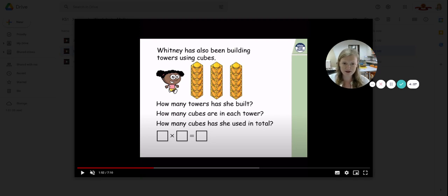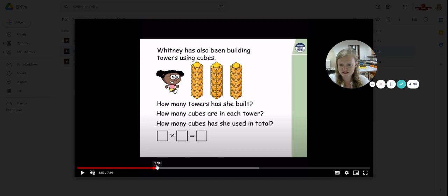But now we want to write up our 2 different multiplication sentences that will represent this array. Our first one is, we can see 3 towers with 5 cubes. 3 multiplied by 5 is 15. Or we can say 5 3 times. 5 multiplied by 3 is also 15. We can swap the factors around. They're commutative, and we get the same answer.